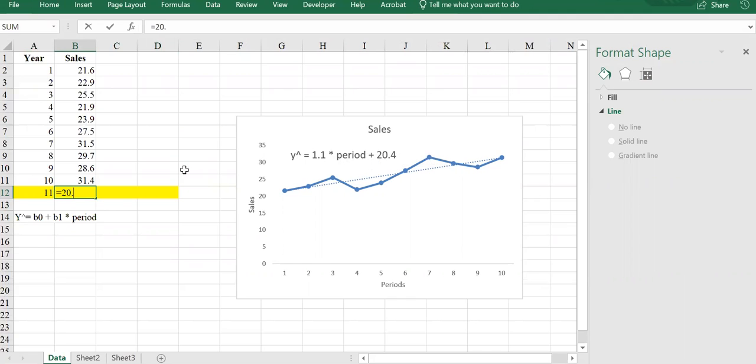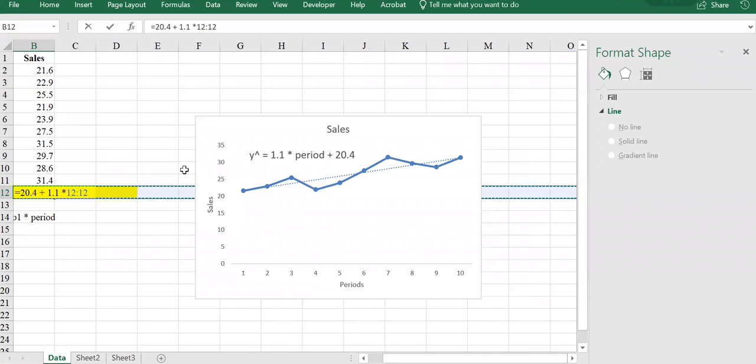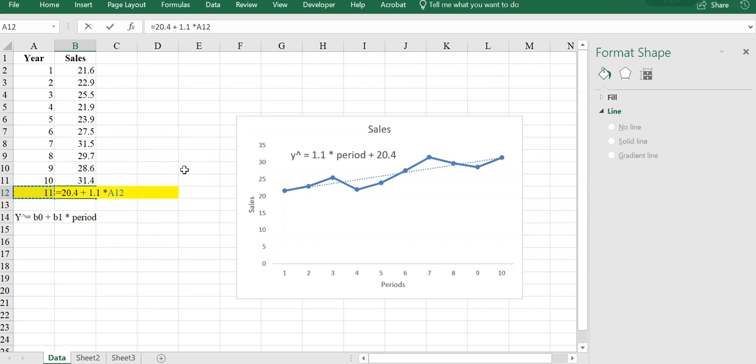So 20.4 plus 1.1 times period number, which is 11. 1.1 times A12 plus 20.4. So that will give us the forecast for the next year. It's very simple, right? So you just get the equation and then if you want to make a forecast for year 15, you just put 15 here. This is how you get the equation.